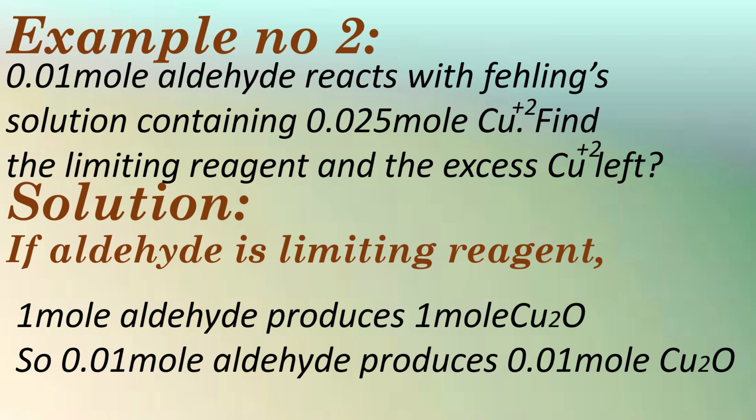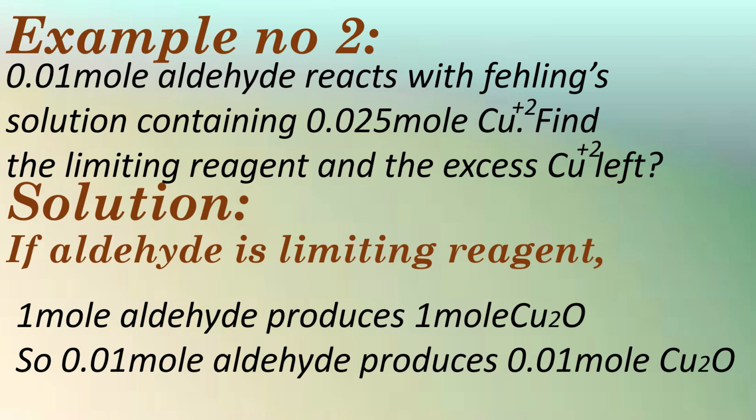So, in this example, two reactants are given. 0.01 mole aldehyde reacts with Fehling solution containing 0.025 moles copper plus 2. We have to find which of them is a limiting reagent. Limiting reagent means that limits the reaction, that limits the formation of products, that is producing less product. It is called limiting reagent. And the excess copper left we have to find.